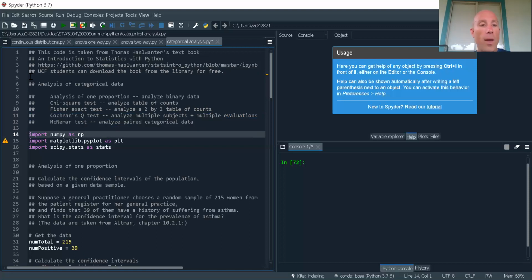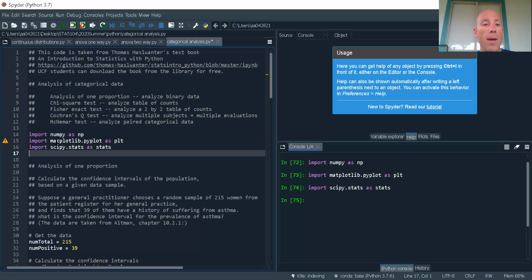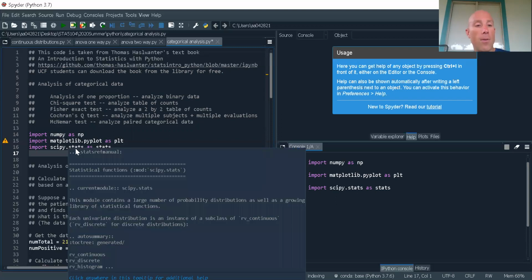All right, so let's go ahead and load our packages. I'm pressing F9 in Spyder to get these to come in. So I'm getting NumPy, and then I'm getting pyplot from Matplotlib, and I'm getting SciPy stats.